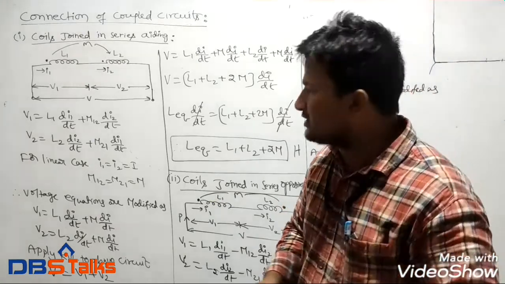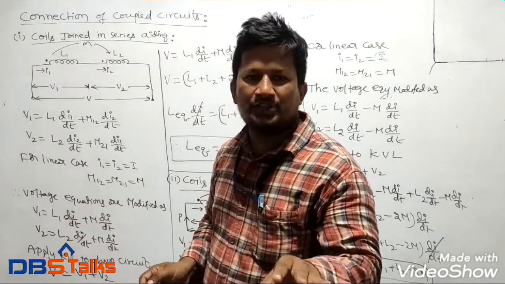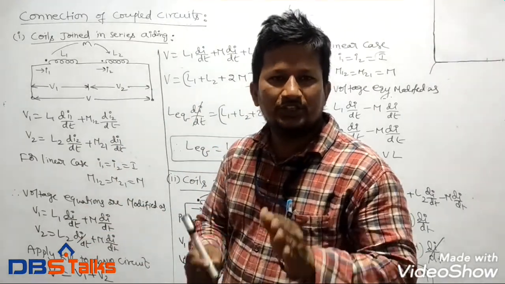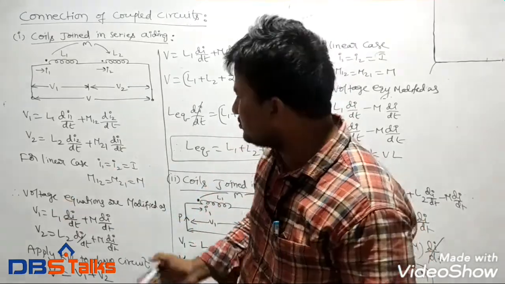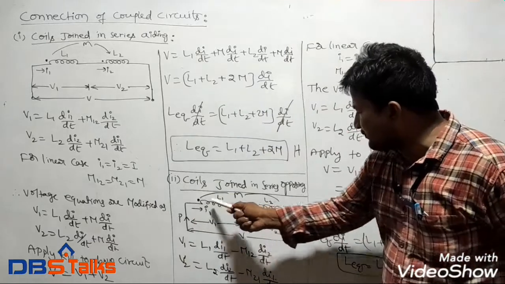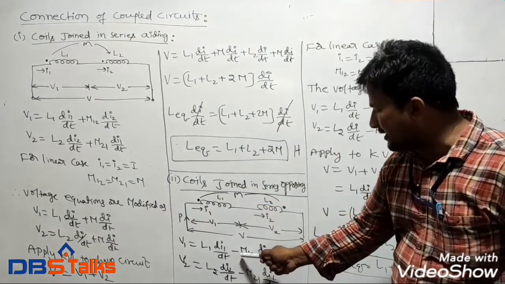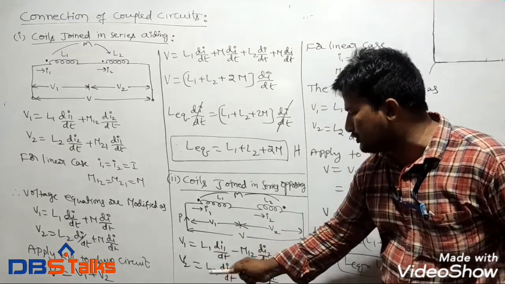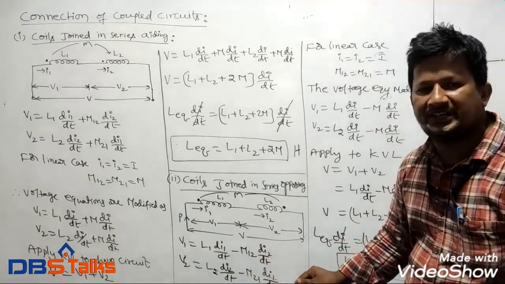Whenever the dot position is the same, we get positive M. Same dot positions, same current directions, mutual inductance is positive. Same current direction but different dot positions, mutual inductance is negative. That's why, with two different dot positions, mutual inductance has a negative value, minus M12 dI2 by dt. In a similar manner, V2 is equal to L2 dI2 by dt minus M21 dI1 by dt.